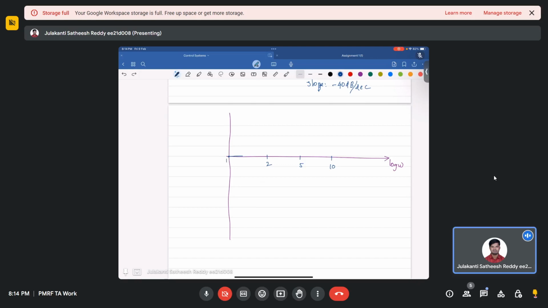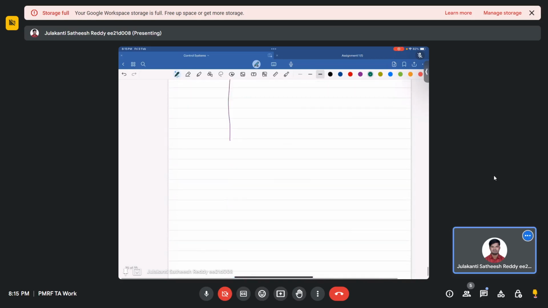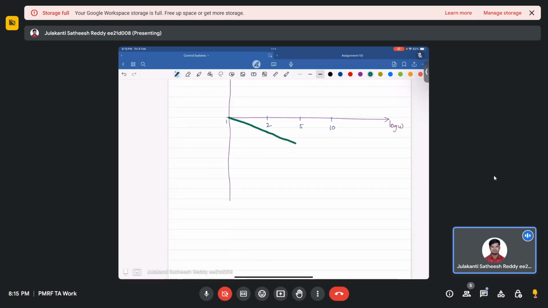Let me take another color. So up to this, it will be, sorry, minus 20 dB. At omega equals 1, it will be 0. So up to this, it will be minus 20 dB. Then from 2 to 5, it will be minus 40 dB. A little bend, you can say. Again minus 60 dB. And again, more than 10, it is minus 40 dB again.